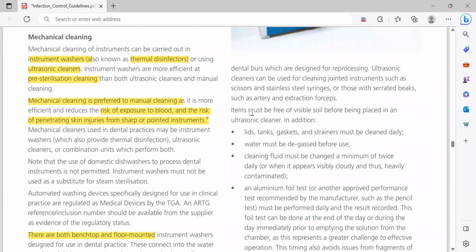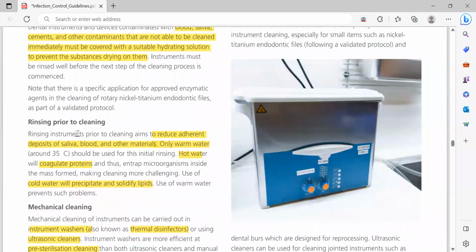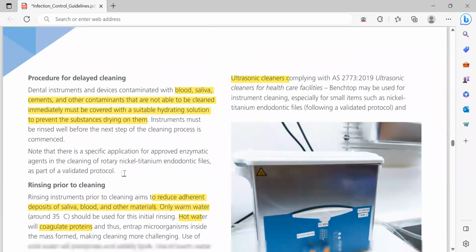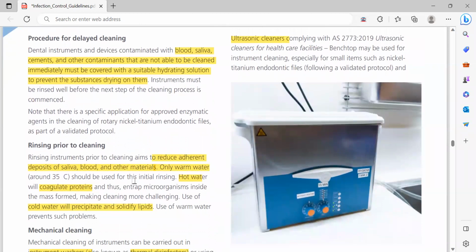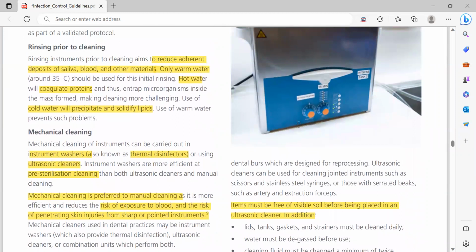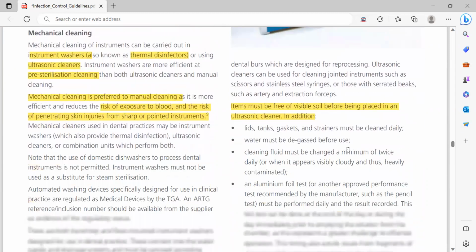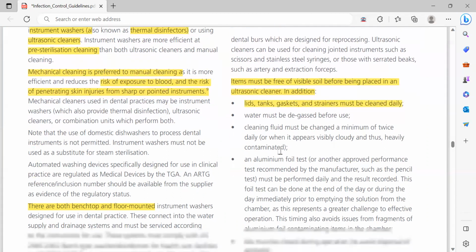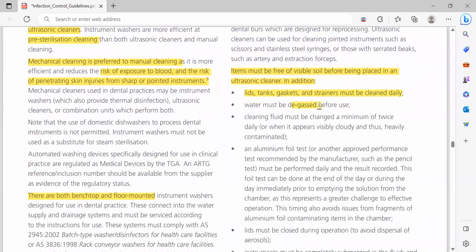Items must be free of visible soil before being placed in an ultrasonic cleaner. So as we need to do the wiping at the chair side, then we soak the instruments in warm water. Then we can load the ultrasonic while wearing heavy utility gloves. In addition, the lids, tanks, gaskets and strainers must be cleaned daily. Water must be degassed before use.